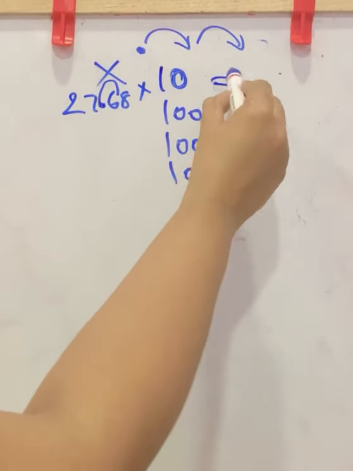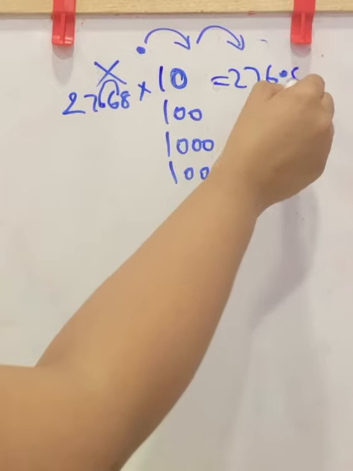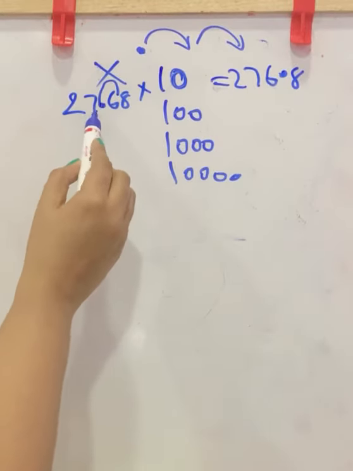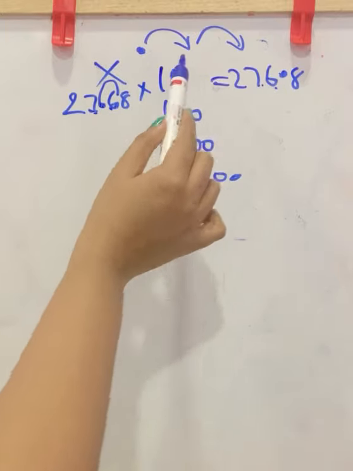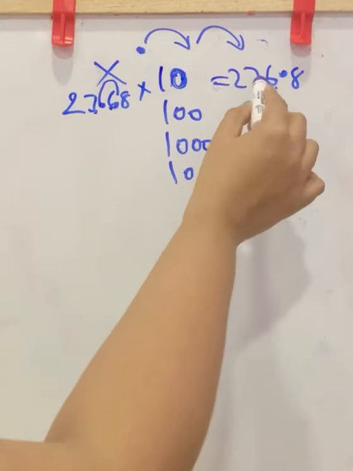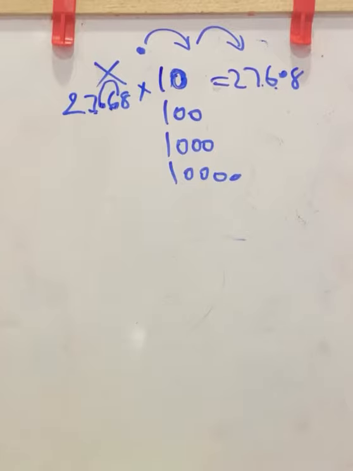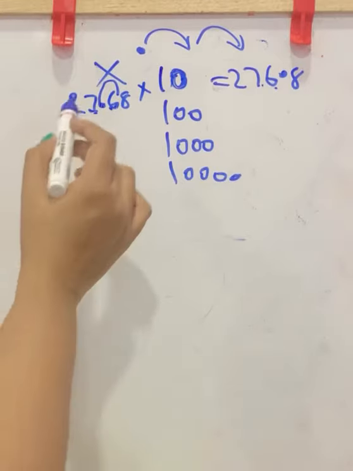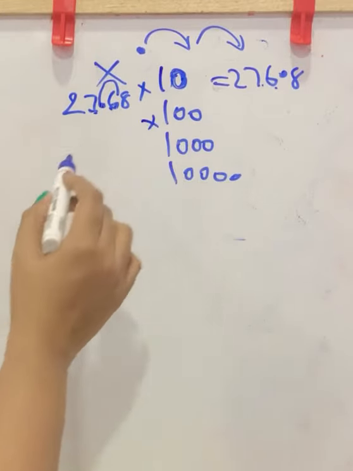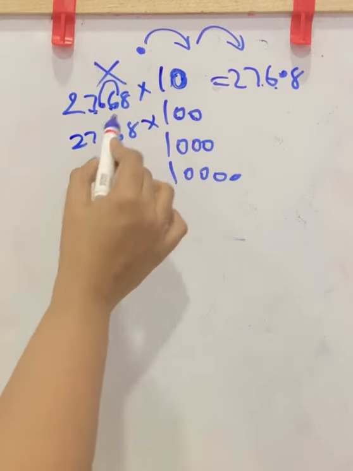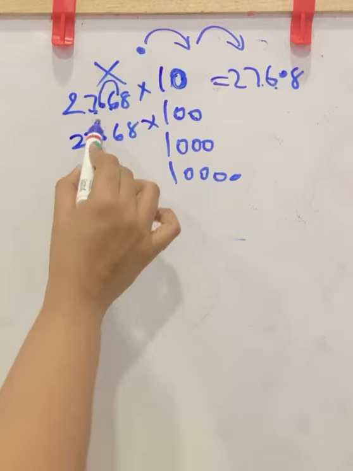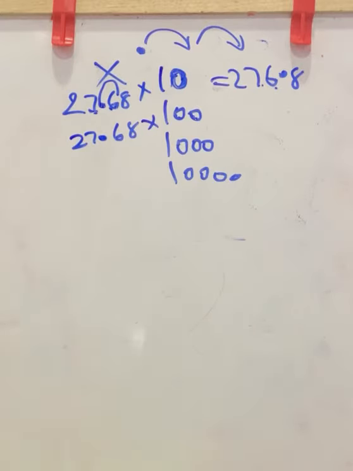It becomes 276.8. That is, here the point was in between 7 and 6. Now into 10 means 1 zero is there, so it jumps one position to the right side. It becomes 276.8. Now if it is multiplying with 100, 27.68, here there are 2 zeros. So the decimal jumps 2 places to the right side.